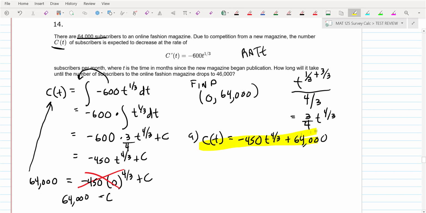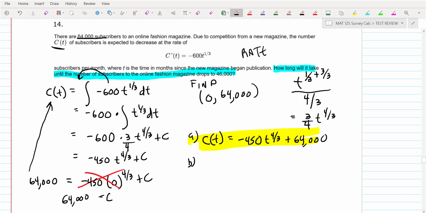You did this on your test 3; you had a problem the same as this. And then there's a second part that we have to do as well. Are you guys with me? Okay. Now here's the next part. This is the part that I know a lot of students would not know how to do the algebra. I see that all the time. This says, how long will it take until the number of subscribers drops to 46,000? Okay, so here's what you have to do.